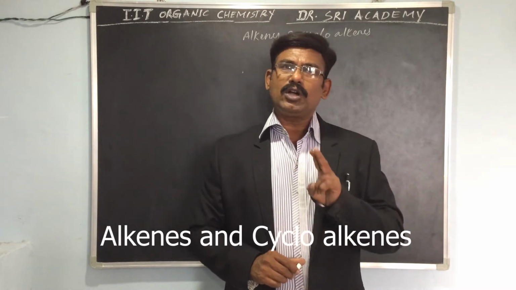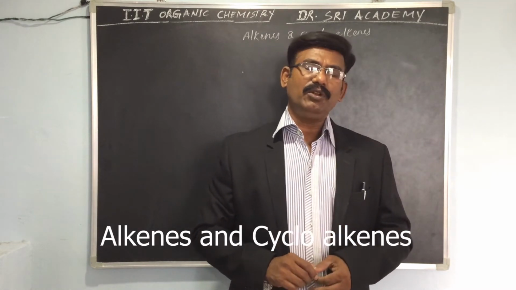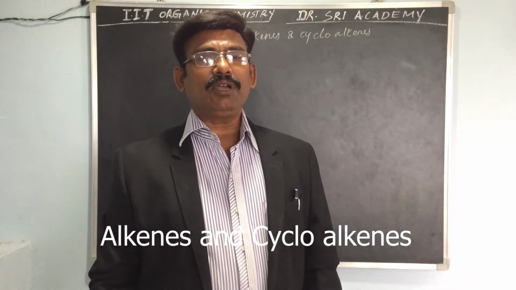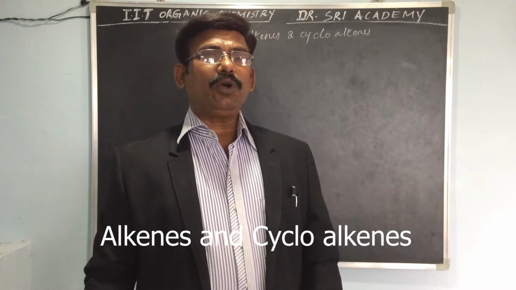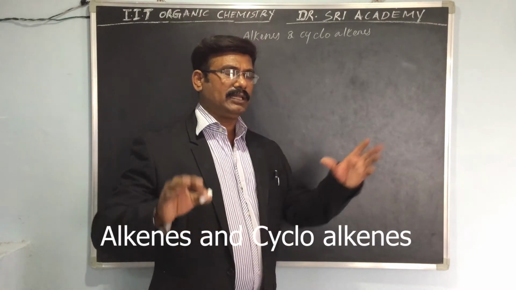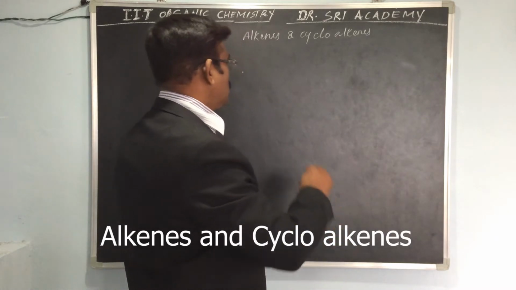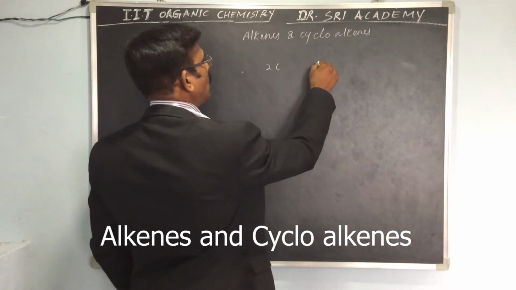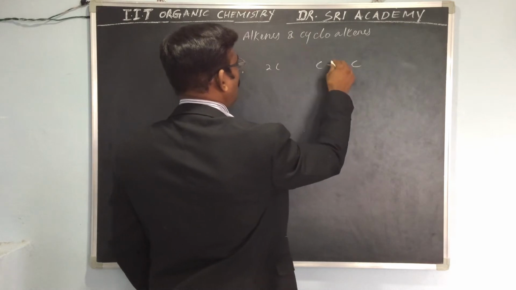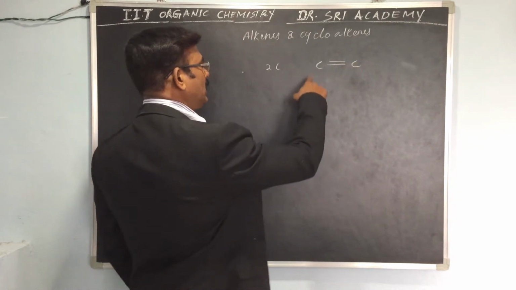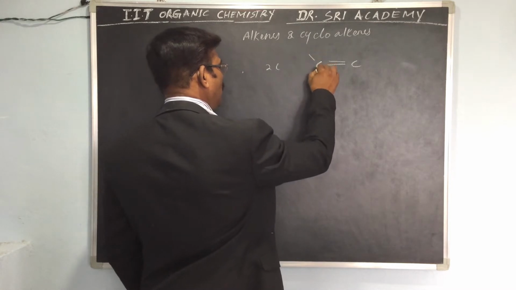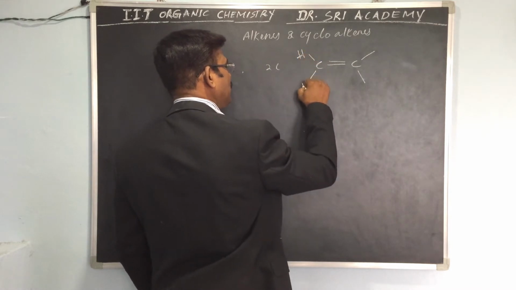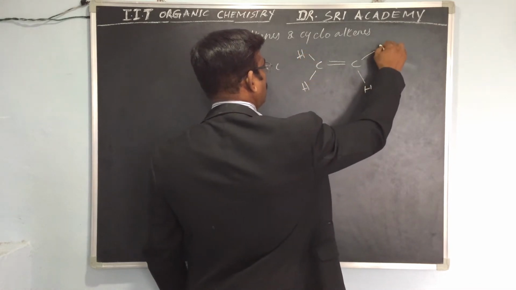It starts from two carbon atoms, not a single carbon atom. We know methane, ethane, propane, butane, heptane, etc. So how can we name it? If there are two carbon atoms, two carbons mean eth. The double bond is there between carbon one and two. The remaining carbons must satisfy the four bonds. So these are the four bonds. We can write it like this, or like this.